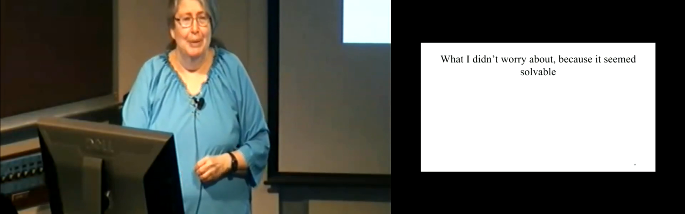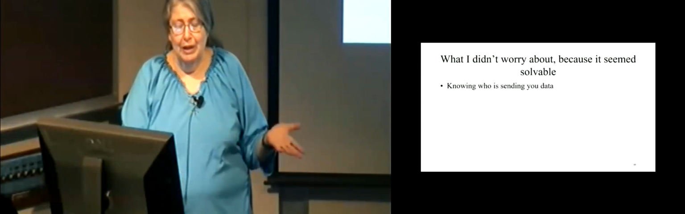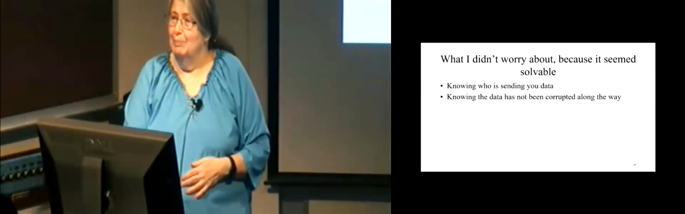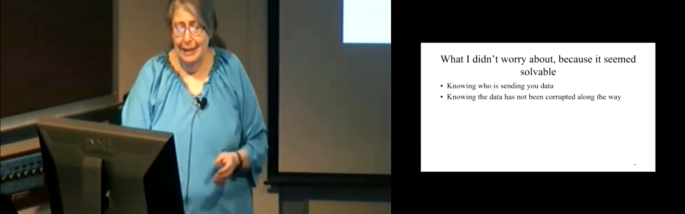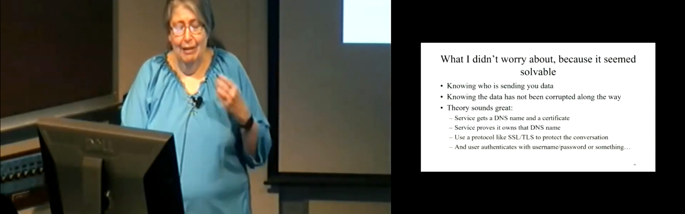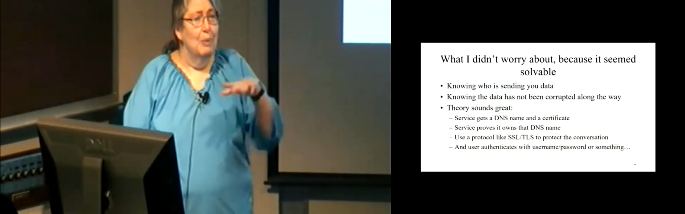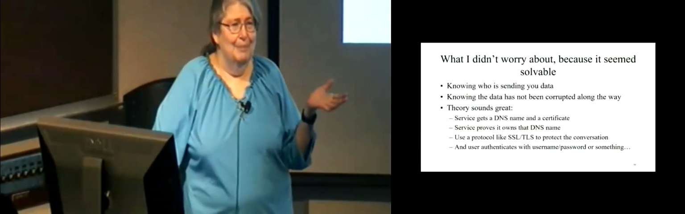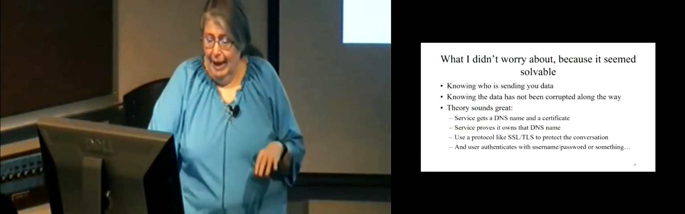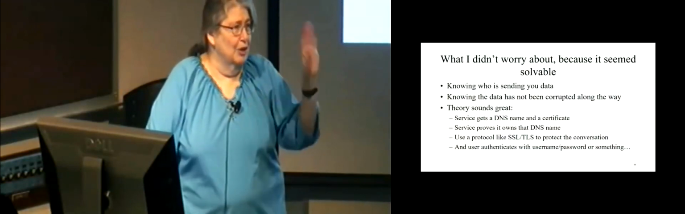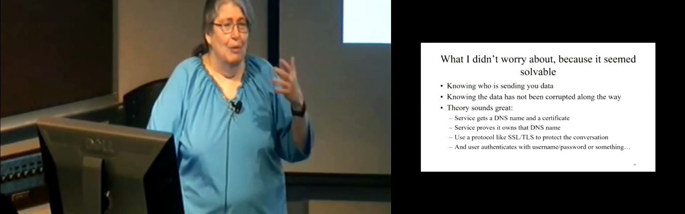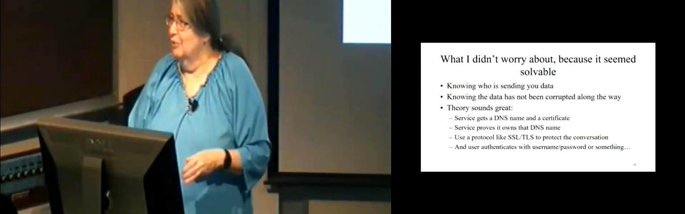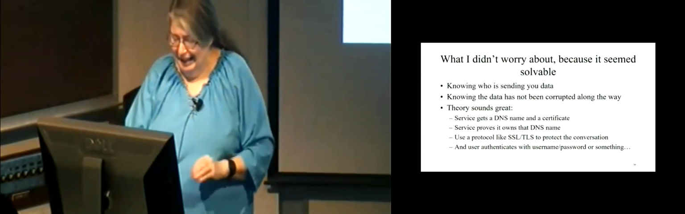Things I didn't worry about because it seemed solvable is knowing who was sending you data, knowing the data hasn't been corrupted along the way. This is all easily solvable. In theory, it sounds great. So I want to talk to my bank. The bank gets a DNS name and gets a certificate and proves to me when I try to talk to it that it owns that name. And due to the magic of cryptography, we establish a nice secret session. This all sounds great in theory.